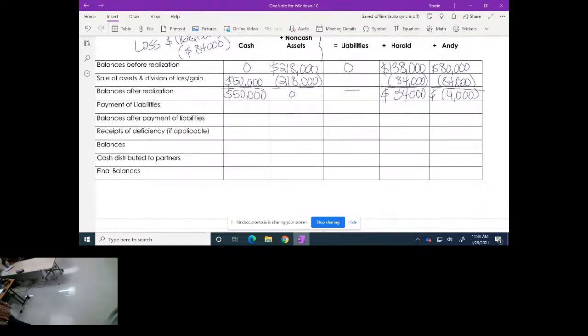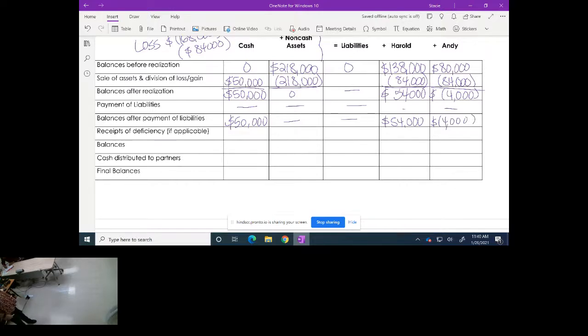Payment of liabilities, there's nothing to do. We didn't have any, which is odd. So we're left with 50 in cash. That nothing changed because of that. We're just bringing the balances down.